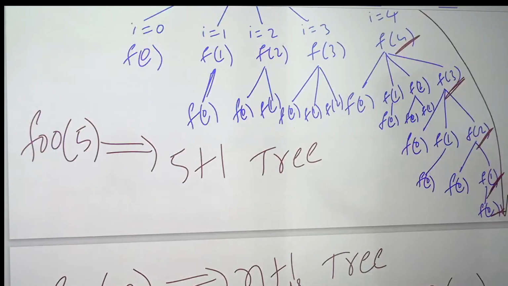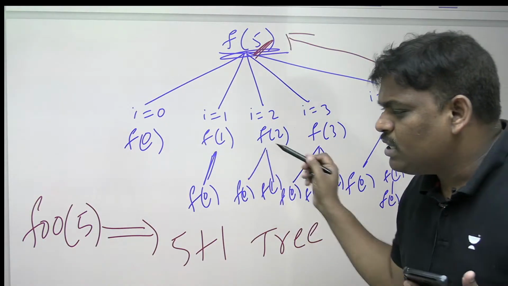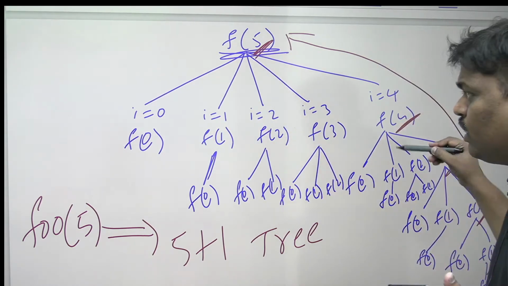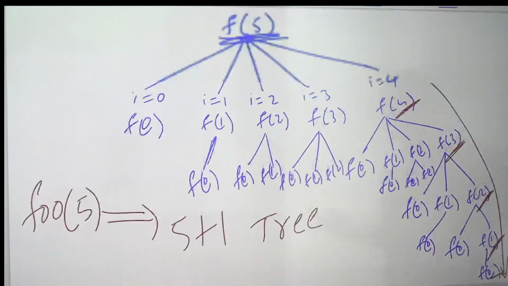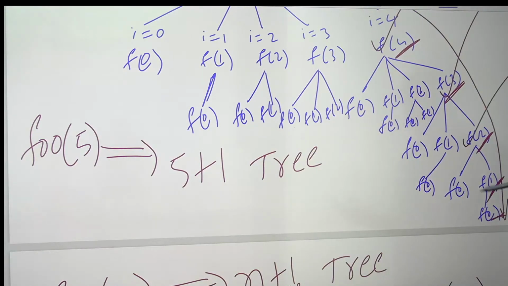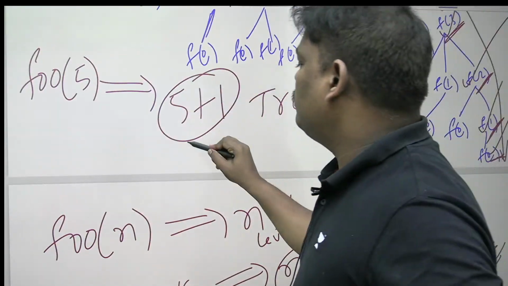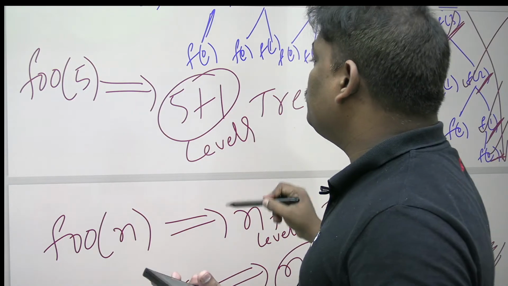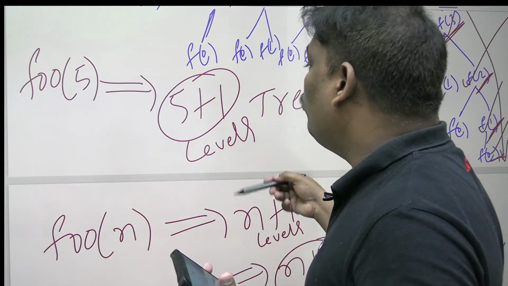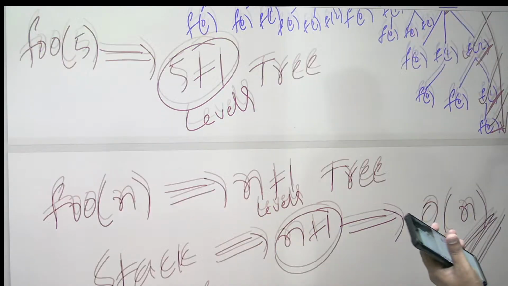Recursive program stack space is based on the number of levels. In every level what is there, I don't care. Number of levels, how many? I will care about the number of levels. 1, 2, 3, 4, 5, 6. 5 is given, 6 levels. I care how many levels are there.